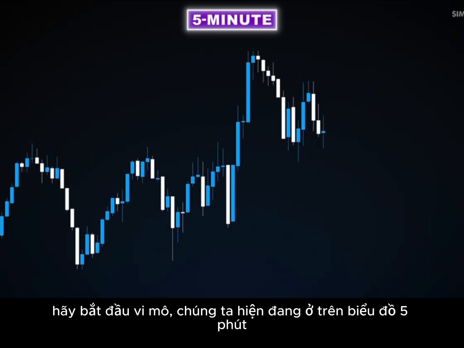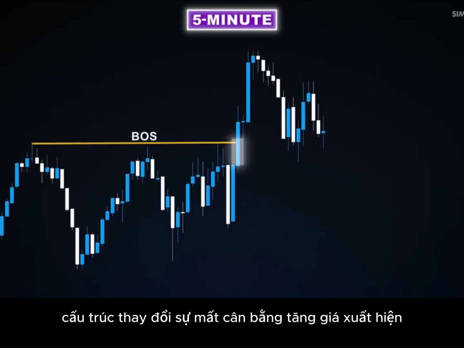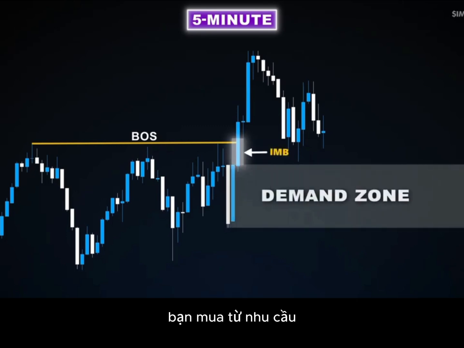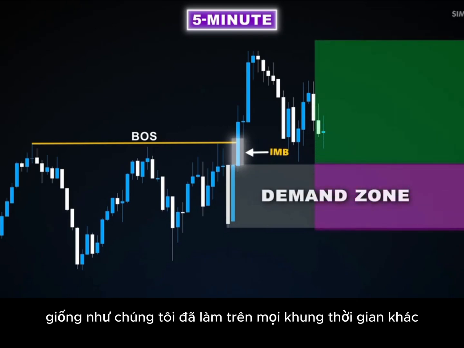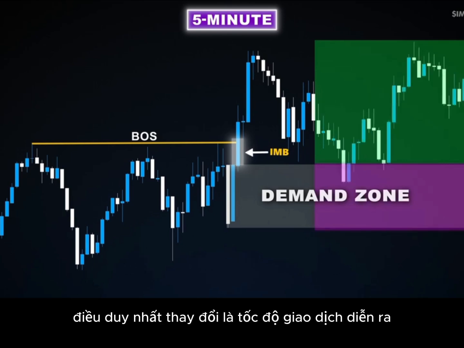Alright, let's go micro. We're now on the 5-minute chart. Do the rules still apply? Absolutely. Structure shifts, bullish imbalance appears. Demand zone lies just below that imbalance. You buy from demand. Stop goes under the low and target the recent high, just like we did on every other time frame. See the pattern yet? It's all the same. The only thing that changes is how fast the trade plays out.